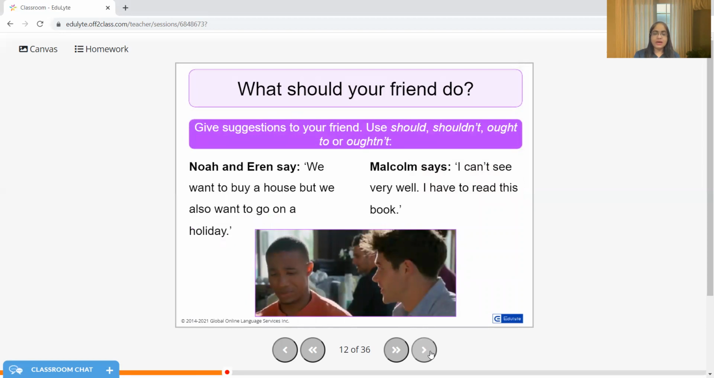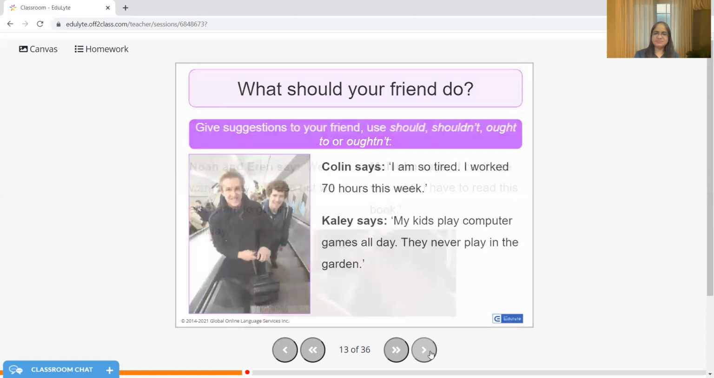So Noah and Aaron say, we want to buy a house, but we also want to go on a holiday. Malcolm says, I can't see very well. I have to read this book. So you can suggest to them: you should read this book. You should go for a vacation or a holiday. You ought not to buy a new house as of now. You should try a different locality. So whatever sentences you can think of, try making them.